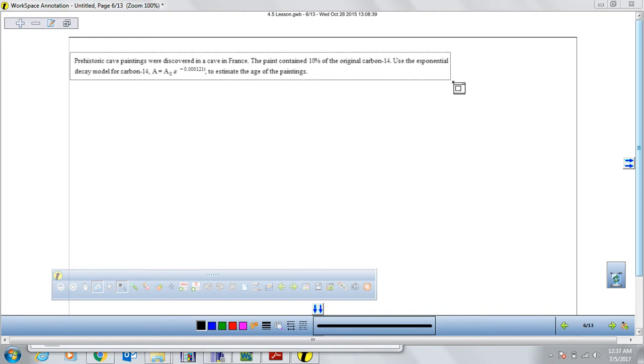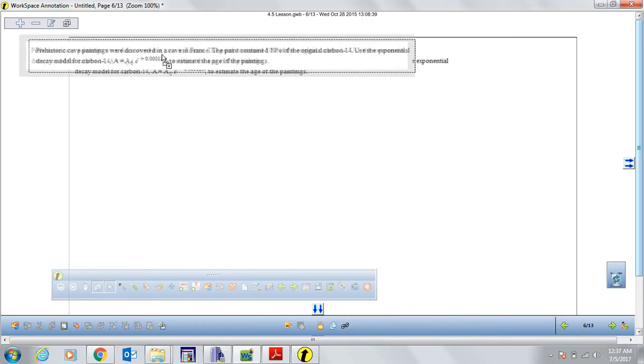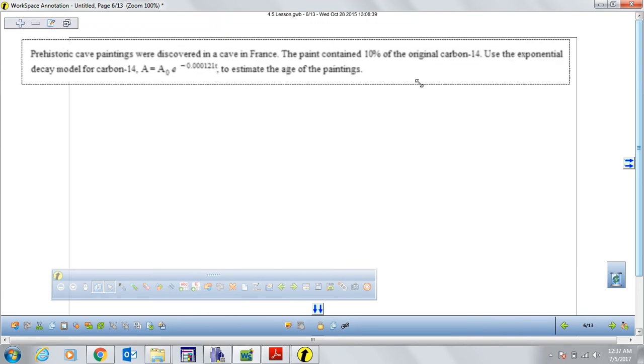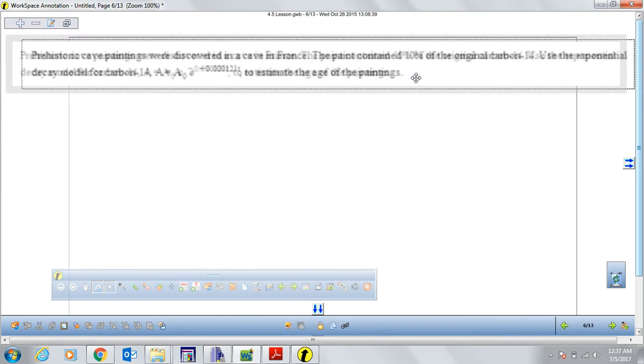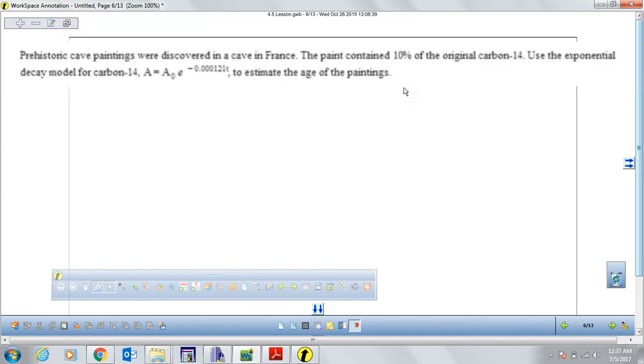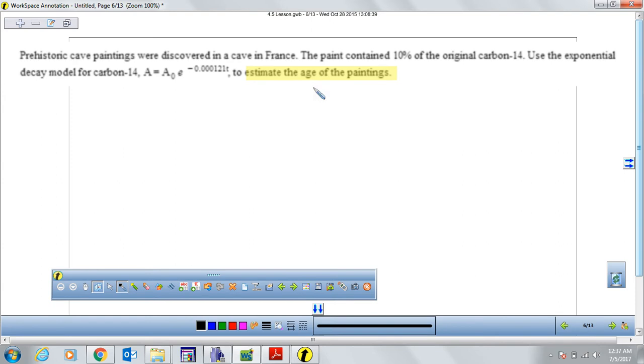It says that prehistoric cave paintings were discovered in a cave in France. The paint contained 10% of the original carbon-14. Use the exponential decay model A equals A sub 0 times e raised to the negative 0.00012t to estimate the age of the painting. This is what the question is. Estimate the age of the painting. That means we need to find the value of t in this model.